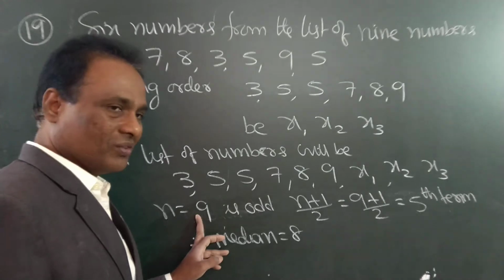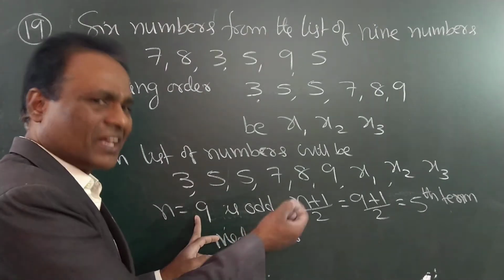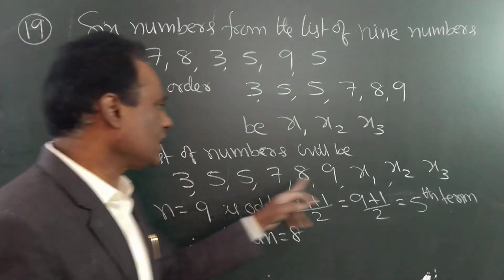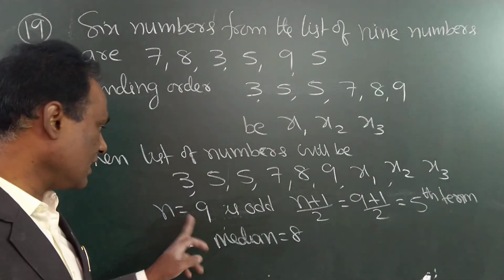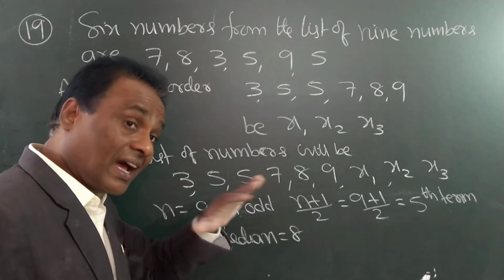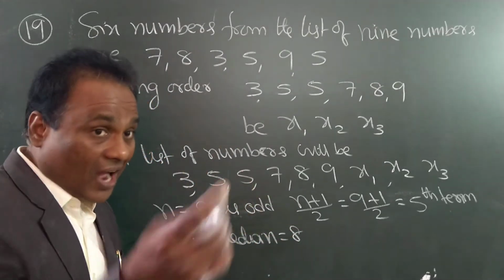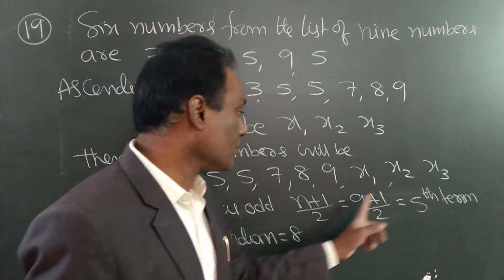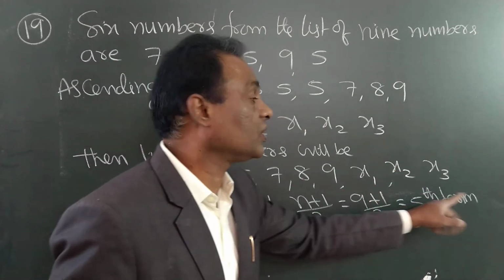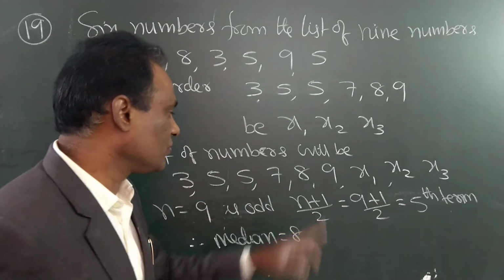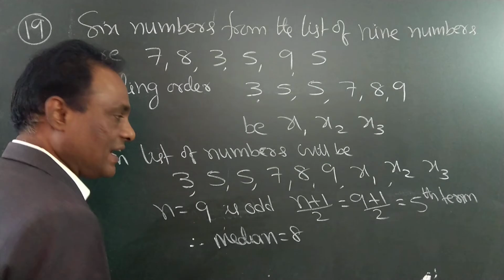Directly you can write the rule I gave. You will get one more extra step, which is better and more professional. So how many terms are there? 9 numbers are there, N is equal to 9. When N is even there is one rule, when odd, another rule. For odd, I gave this rule: (N plus 1) by 2. N is 9 terms, plus 1 is 10, by 2 is 5. The 5th term is the median. What is the 5th term? 1st, 2nd, 3rd, 4th, 5th term. So the median is equal to 8.